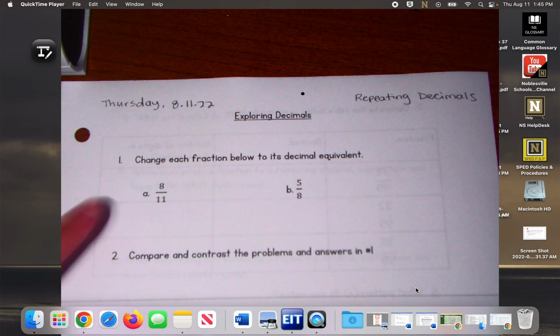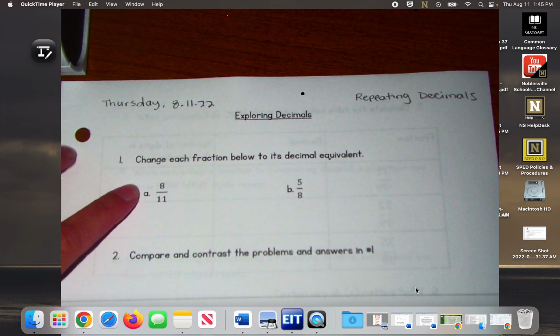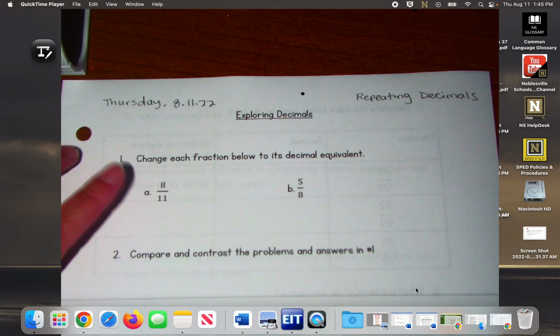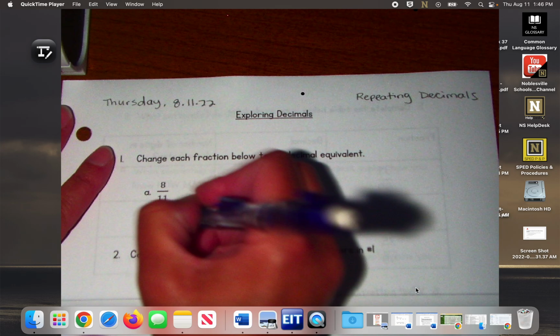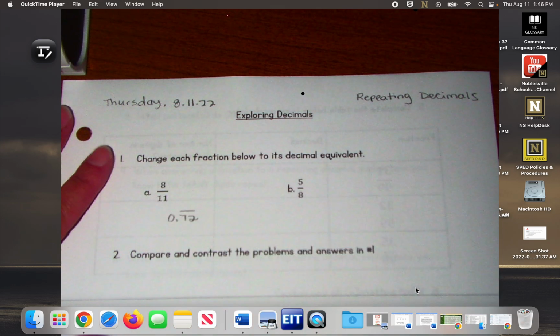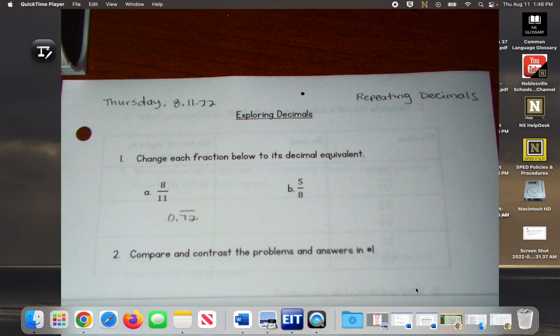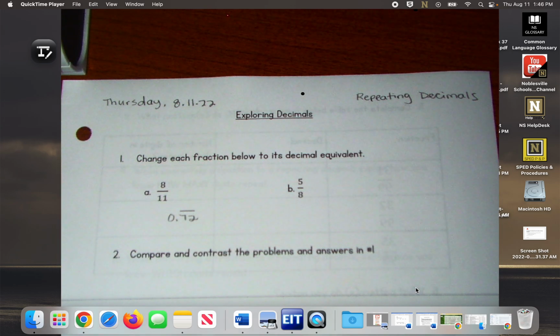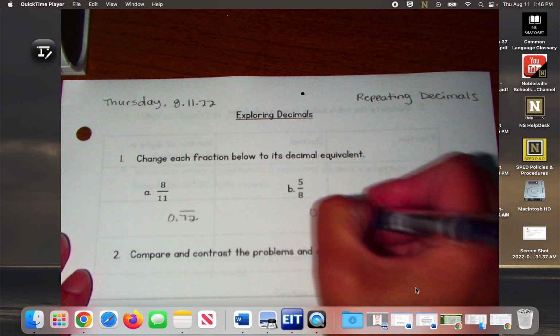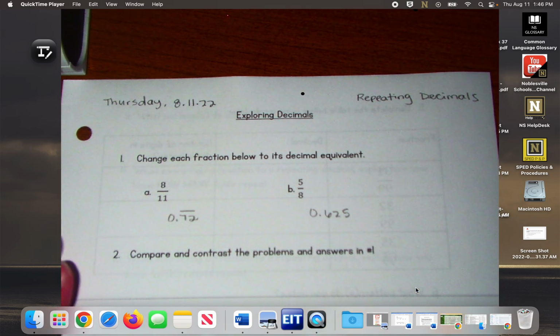Who can tell me what the decimal equivalent is of 8/11ths? What did you get there? Delaney? 0.72 repeating, right? We know it's not a whole number because it's a fraction, which by definition is part of a whole number. Okay, how about 5/8? What did you get, Layla? 0.625. Excellent.